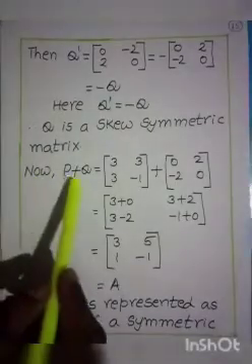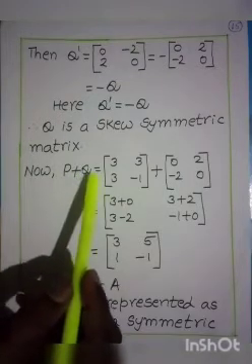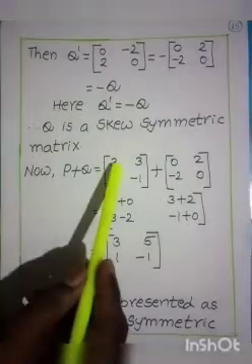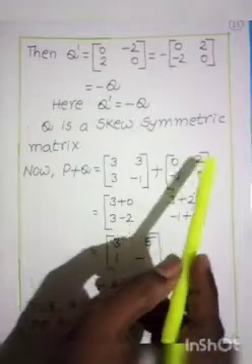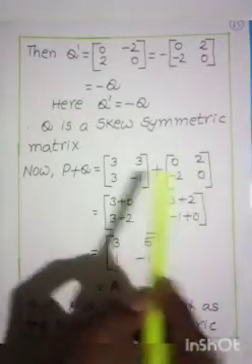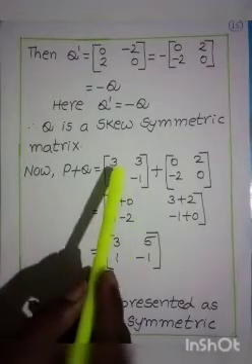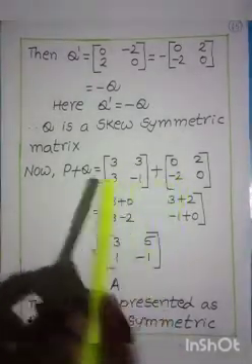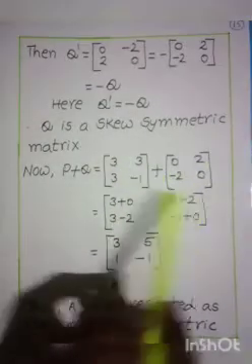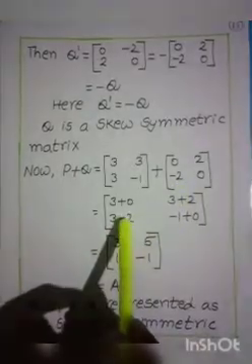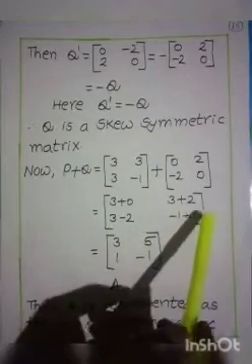Right. Now, P plus Q, we are adding the matrix P and Q. We got P matrix 3, 3, 3, minus 1 plus Q matrix is 0, 2, minus 2, 0. Now we are adding these two matrices. Means we have to add the corresponding elements of these two matrices. So 3 plus 0, 3 plus 2, 3 plus minus 2, minus 1 plus 0. Understood this step, my dear children?